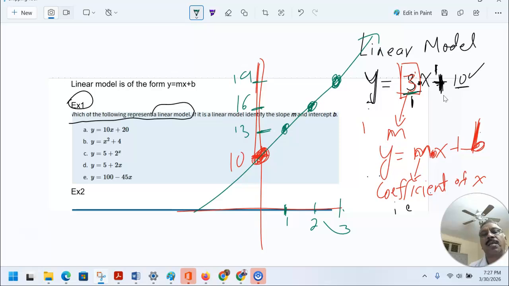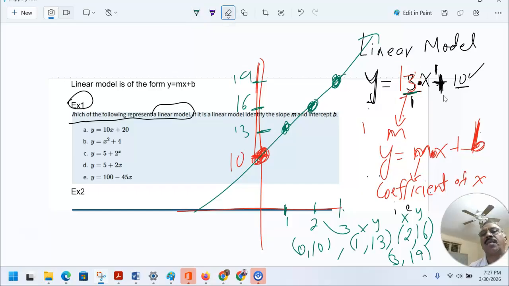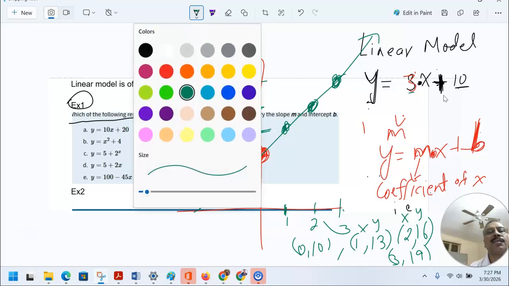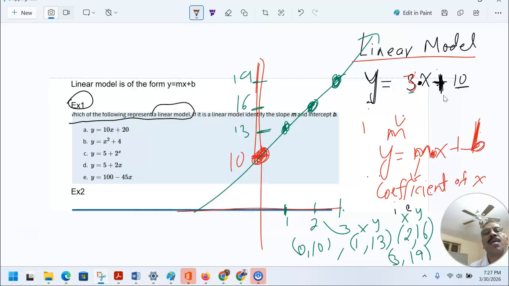So all these points: 0, 10. Then if you do one ride, you pay $13. If you use two rides, you pay $16. If you do three rides, it is $19. All these points, x, y, x, y, x, y, satisfy this linear equation, the one that you see here. This linear model is called slope-intercept form.